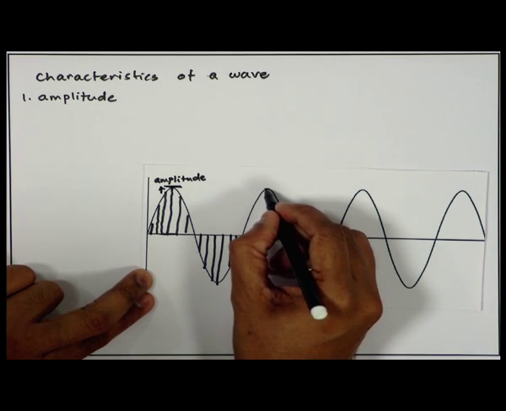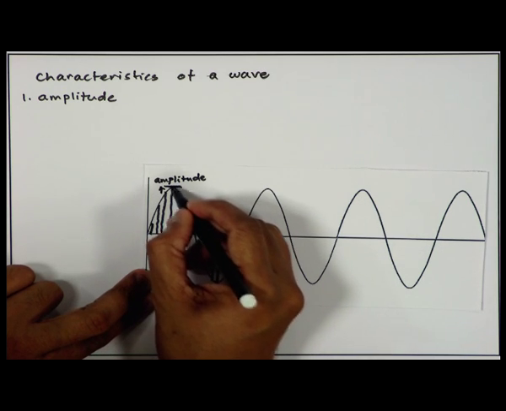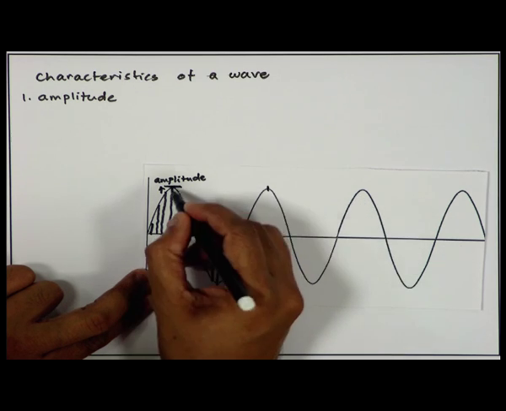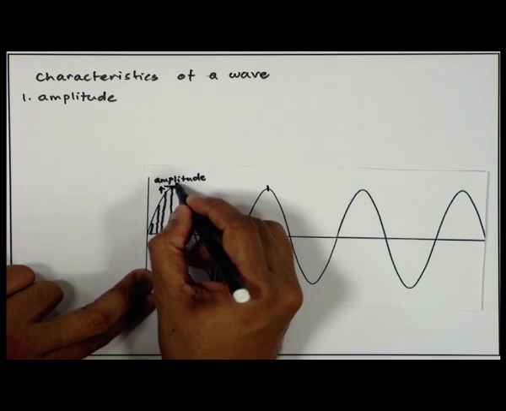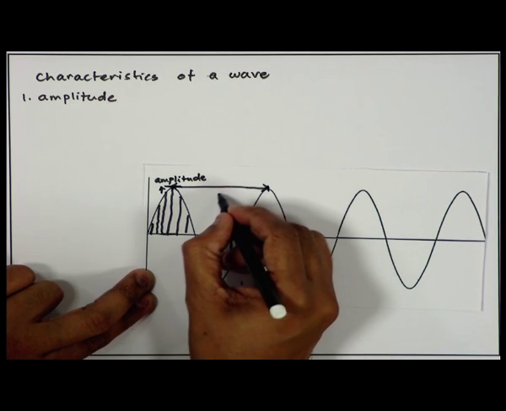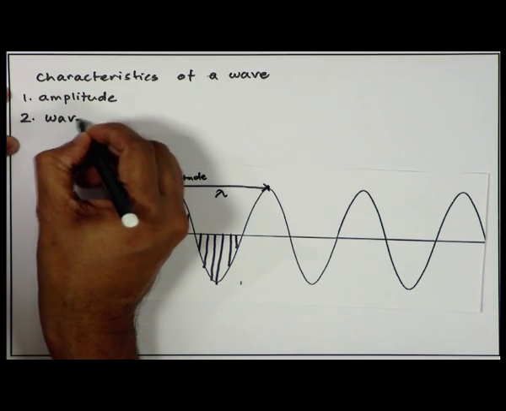The place where the maximum amplitude or maximum displacement is seen, we call the crest. If you look at two consecutive crests, the distance between them is called wavelength. The other property that we need to understand is wavelength.